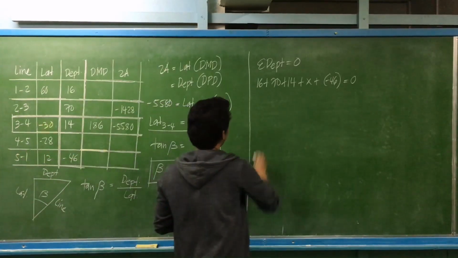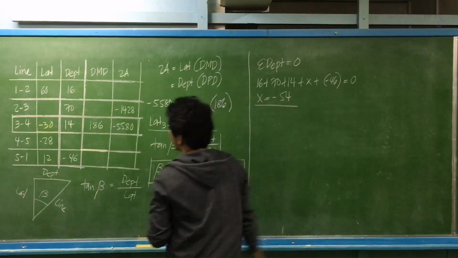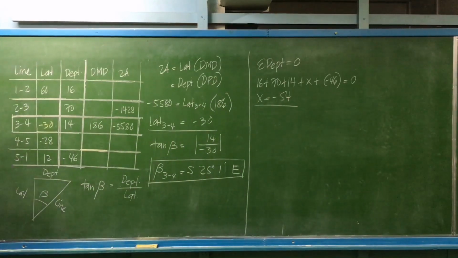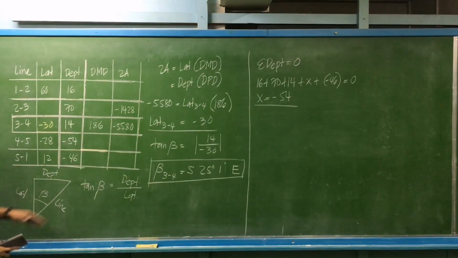So, the missing departure is equal to negative 54. This is for line 4 dash 5. Line 4 dash 5, negative 54. There, the departures are now complete. We can now complete the DMDs.